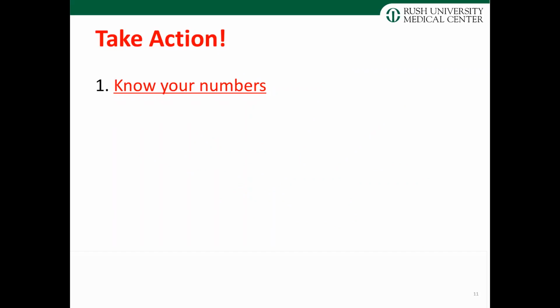So what can we do? It's not all doom and gloom. There are things that we can do. This is more just to give you an awareness of what's out there. What are the things that we should be mindful of, so we can take action? Number one way to take action is to know your numbers.